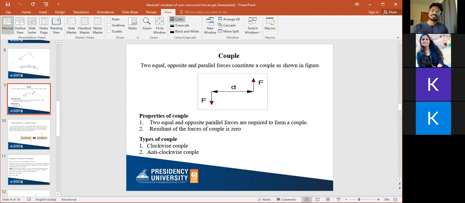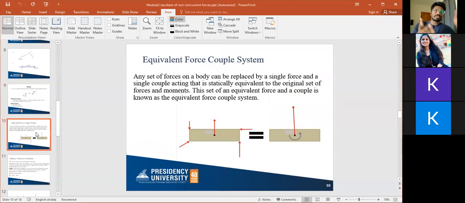Now, there are two types of couple. One is a clockwise couple and another is an anti-clockwise couple. When you're turning the force in one particular direction, if it's going in an anti-clockwise fashion, we call it anti-clockwise, and the other way around as well. Now, when we talk about equivalent force couple systems, any set of forces on a body can be replaced by a single force, just like your resultant, when you resolve two forces, P and Q, into a single resultant force R. And it can be done even in a couple fashion as well.